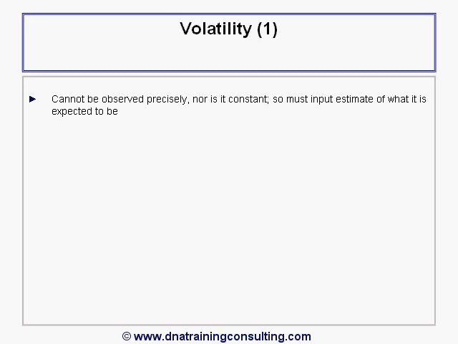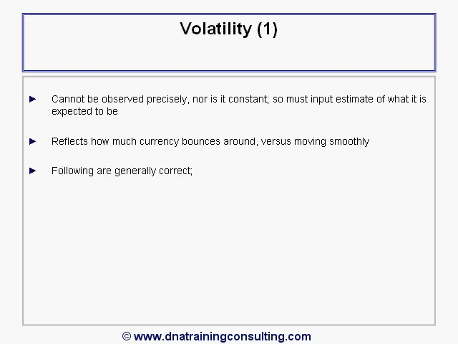Its strict mathematical definition is discussed in the dedicated module on volatility, but you can think of it as a reflection of how much the currency pair bounces up and down over time versus moving in a more predictable and smooth pattern. You can, however, generally assume that 1.